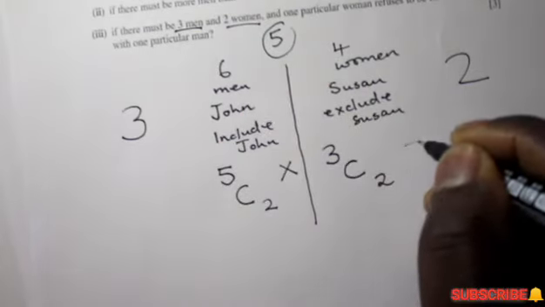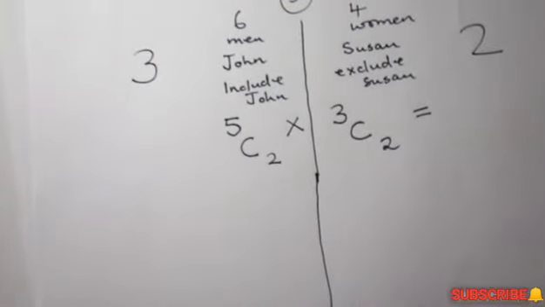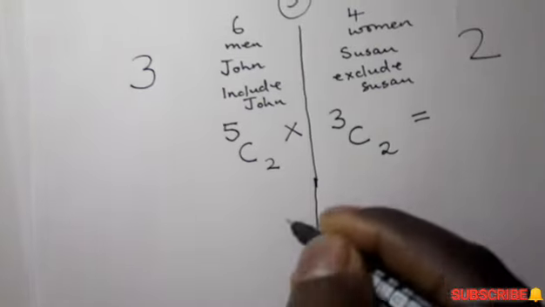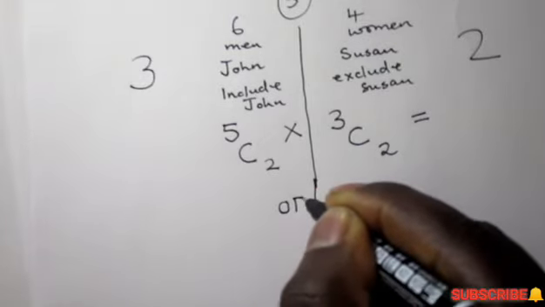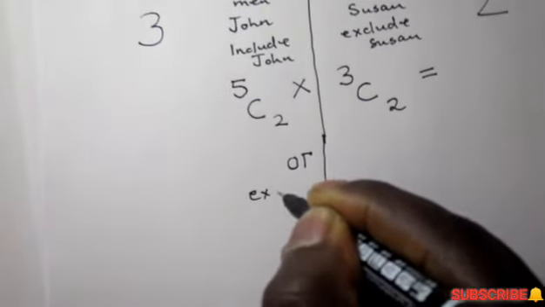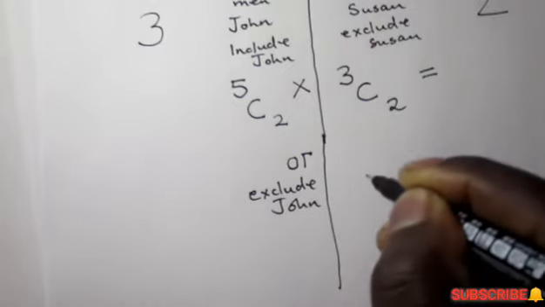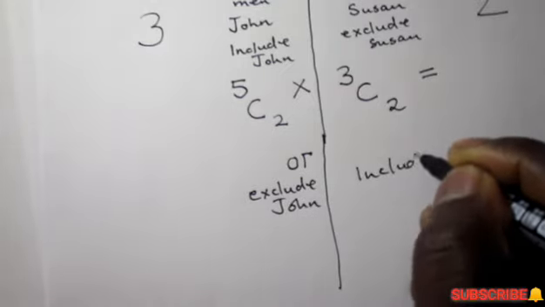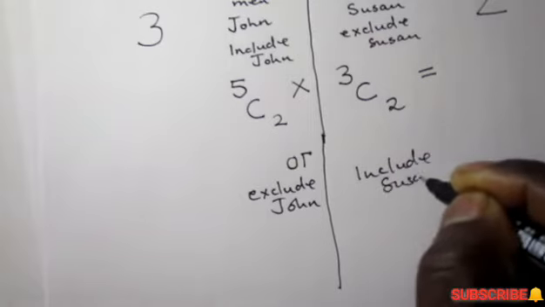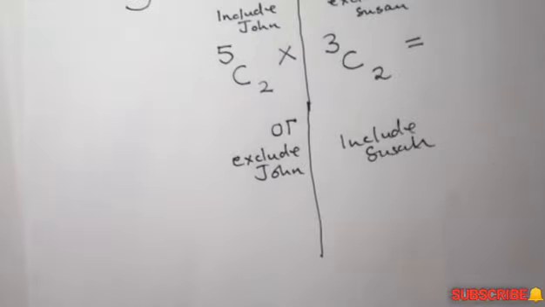So this is the first combination that separates John and Susan from the committee. I hope you are listening, class. But this is not only the combination that we have. We are now moving on to the next combination. And on this next combination, we want to exclude John, then include Susan. I hope you are following, guys. I want you to get this, right? So let us exclude John and include Susan.